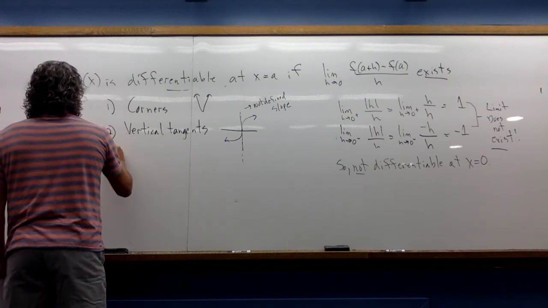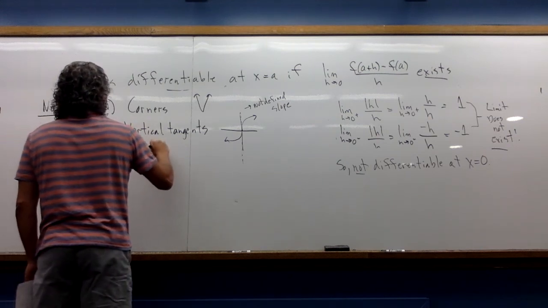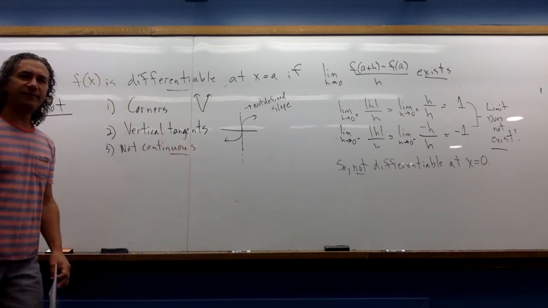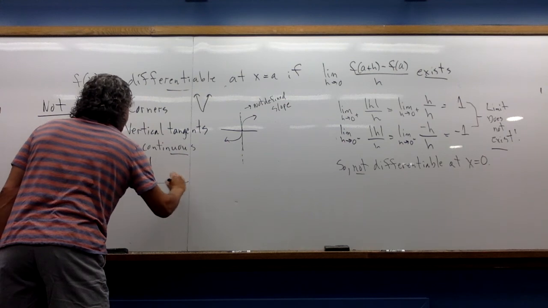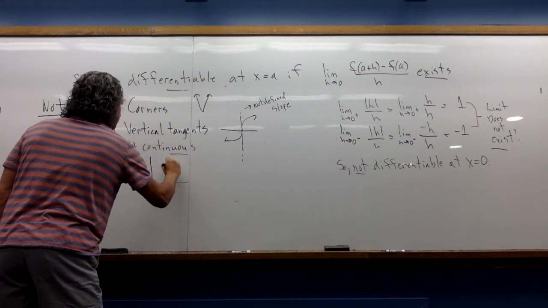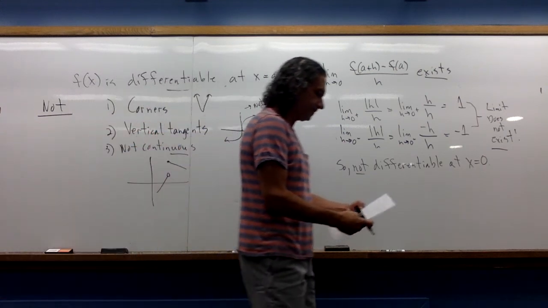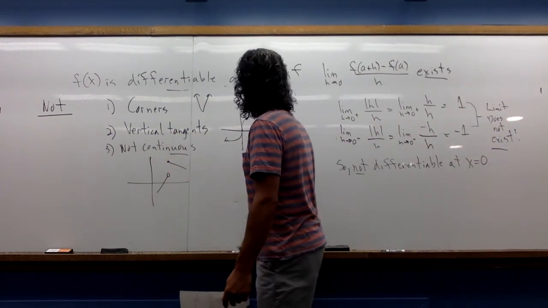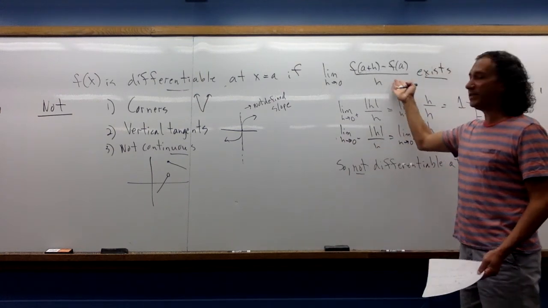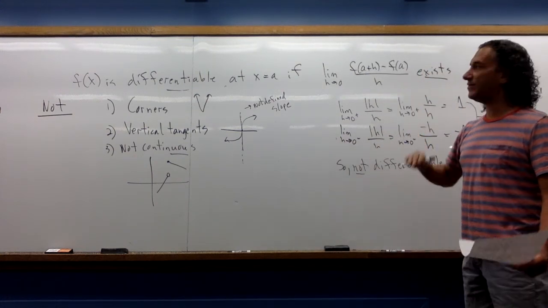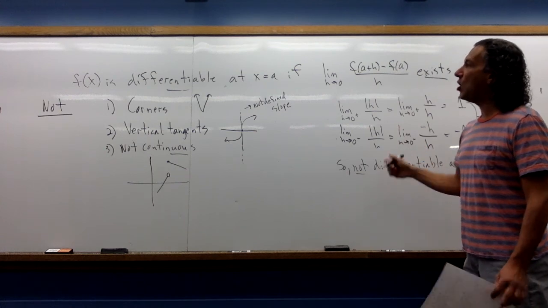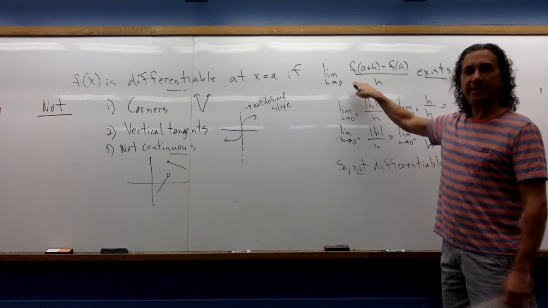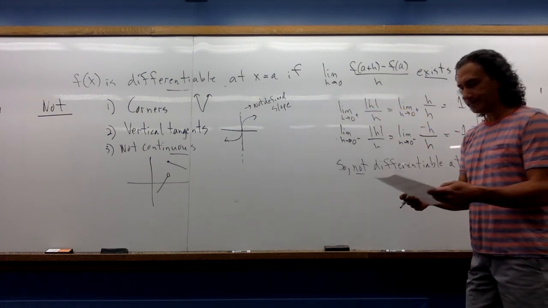And a third is if it's not continuous. So we're going to define continuous formally, but for now you can just think of it again as places with holes in your graph. Okay, so these are the three visual ones, but you can always convince yourself, or you may be asked to convince me if something is differentiable or not, using the limit definition of the derivative. So that's this guy, the limit definition of the derivative.